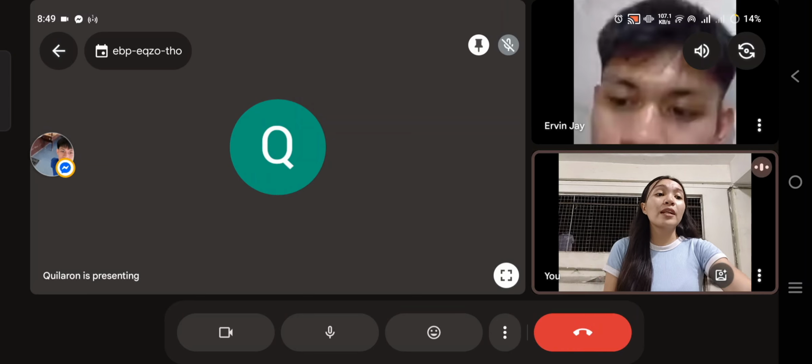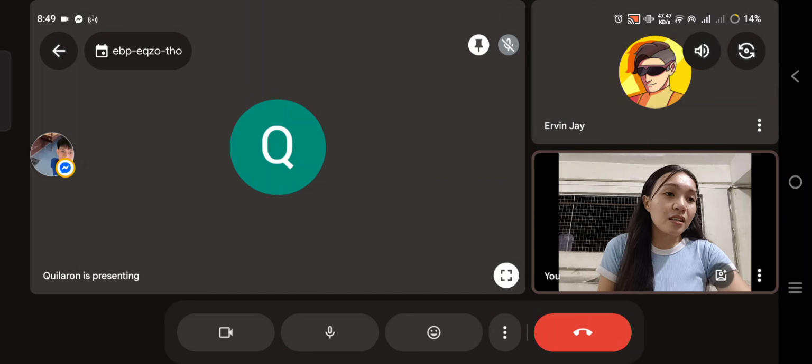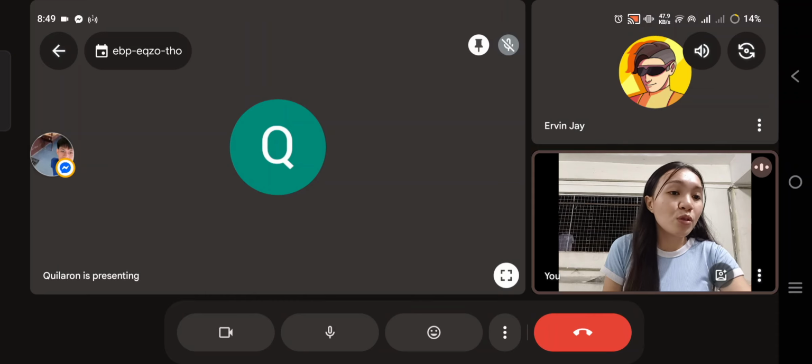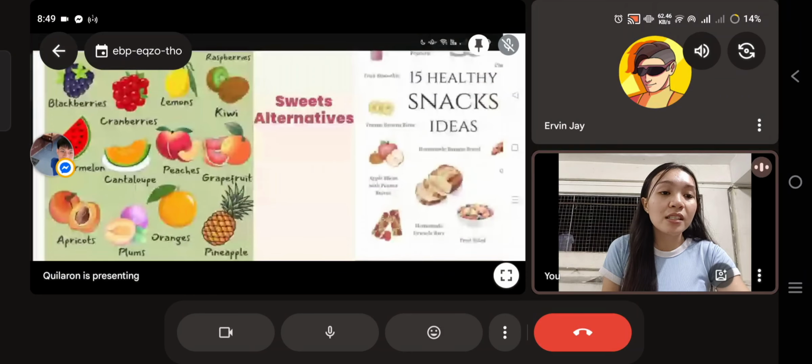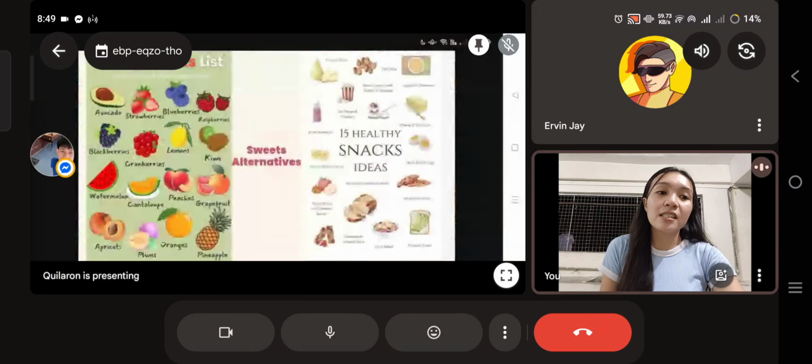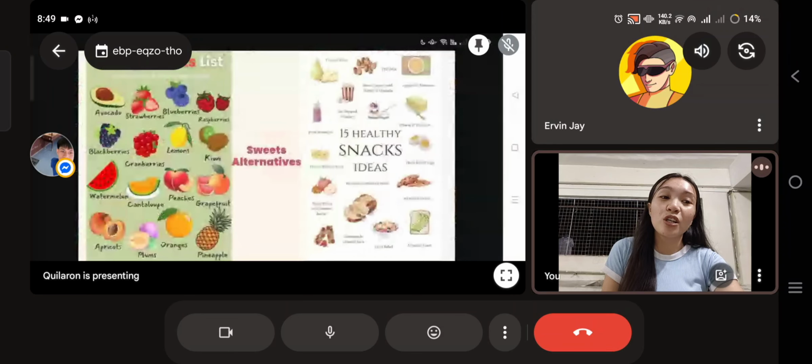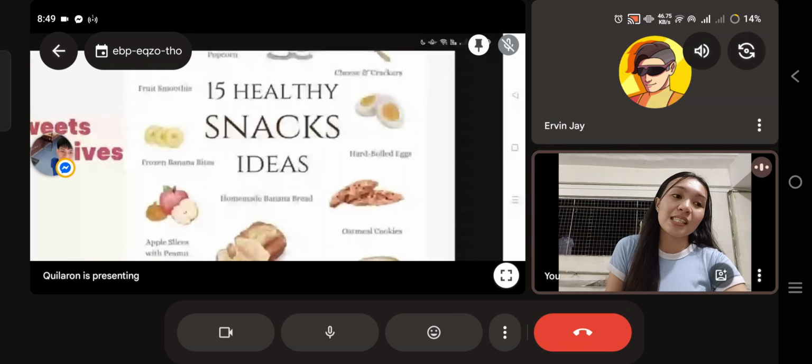We also have 15 healthy snack ideas. It disappeared from our PPT, but anyways, I'll just say them: piece of fruit, trail mix, veggies and hummus, cheese and crackers, fruits and smoothies, frozen banana bites, apple slices with peanut butter, oatmeal cookies, avocado toast, fruit salad, homemade granola bars.